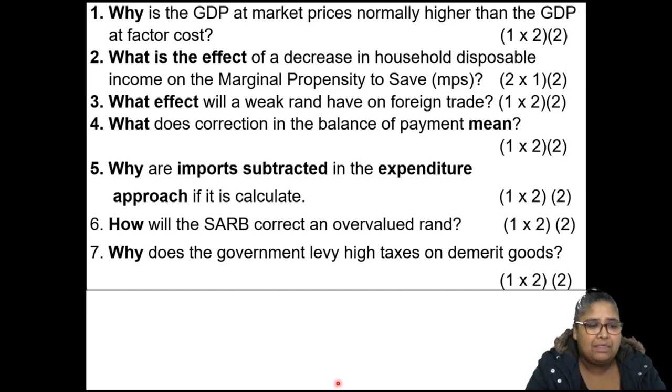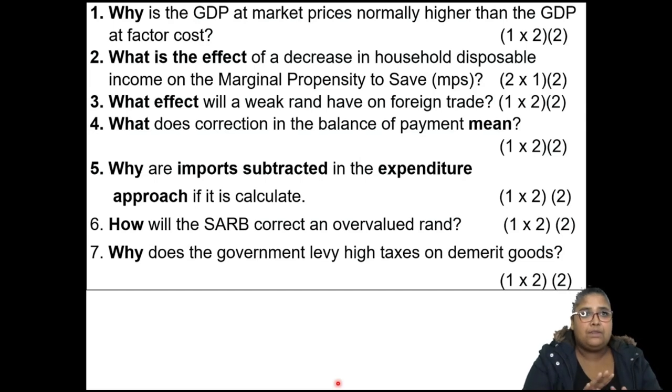But besides the method, normally basic prices or factor cost, this is when we look at the prices of goods and services in the economy before taking into account taxes. And in this case, the type of tax we are referring to would be indirect taxes. So the answer to why GDP at market prices is normally higher than GDP at factor cost would be as follows. I'm going to put it up on the screen for you.